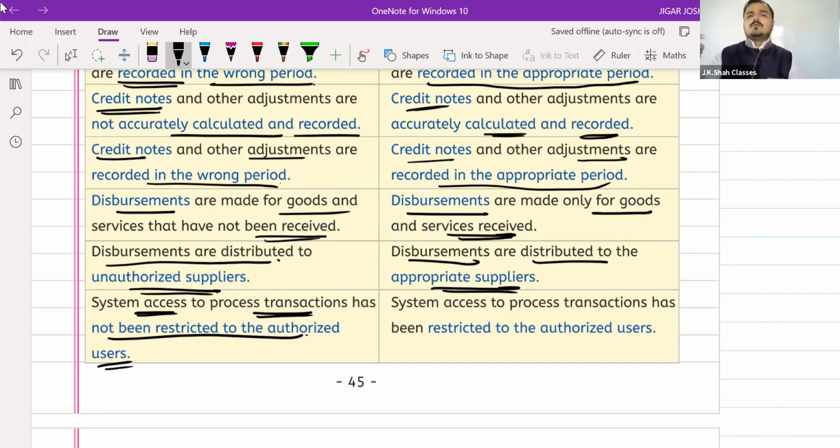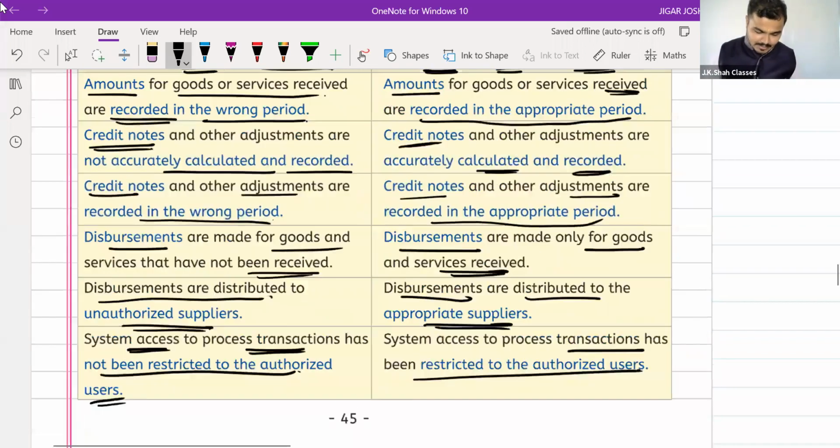Yes, sir. What would be the control? Sir, do only one thing. All transactions, whenever you want to record them in a system, have to be restricted only and only to the authorized person. Don't allow unauthorized persons to tap into it. Do you agree with me, my dear chartered? Say yes. Yes, sir.